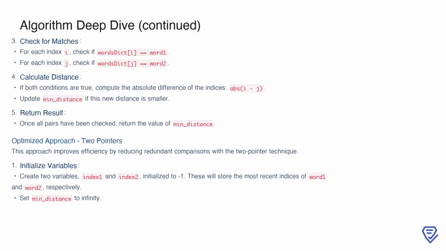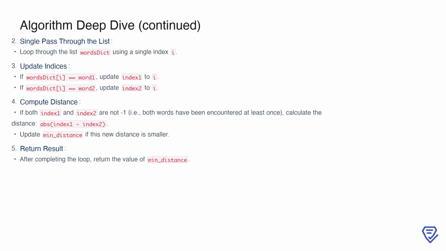To address this, we can use an optimized method called the 2-pointer technique. In this approach, we initialize 2 variables, index 1 and index 2, to -1. These variables will track the most recent indices where word 1 and word 2 are found. We also initialize min_distance to infinity, as before.